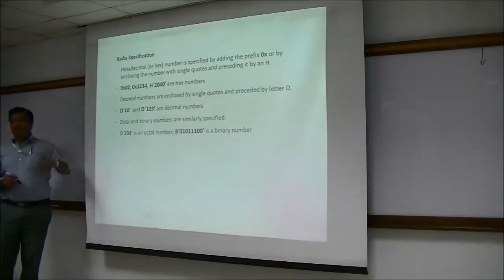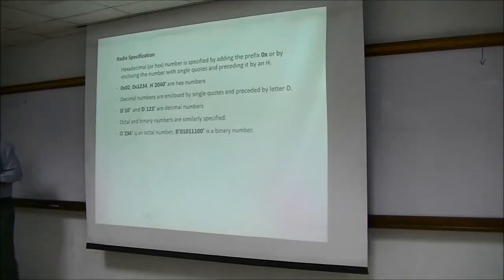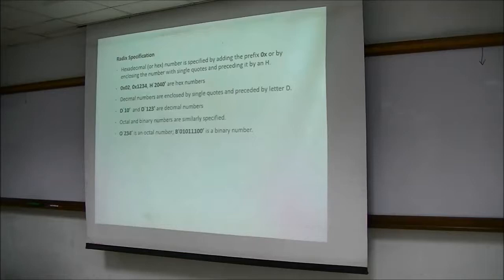Why we need this radix specification is because the assembler or the microcontroller won't know whether the value is decimal or hex. For example, take the value 9. The value 9 exists in hexadecimal, and there is also 9 in decimal. So you have to specify whether this is hex 9 or decimal 9. So how do we do this? We use a prefix.